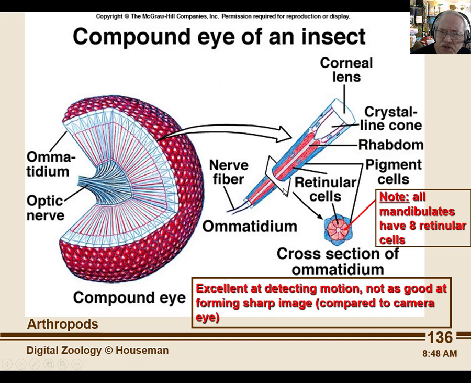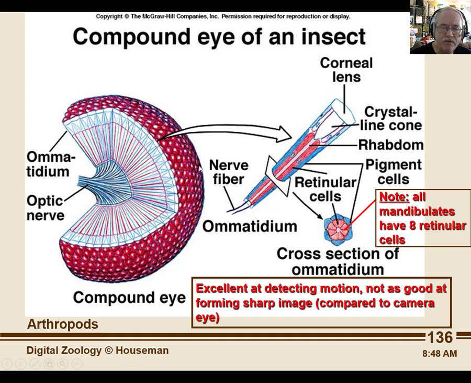If we take a cross-section through the ommatidium of a typical insect, you can see something that's characteristic of all mandibulates: they have 8 retinular cells. These are the pink cells. If you count them here in this figure, there are 8 in cross-section. It's a very fine detail, but it may be important for linking them together as mandibulates.